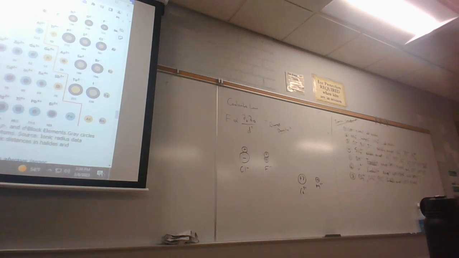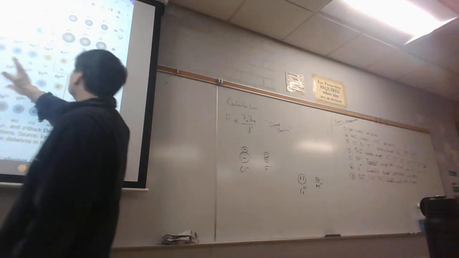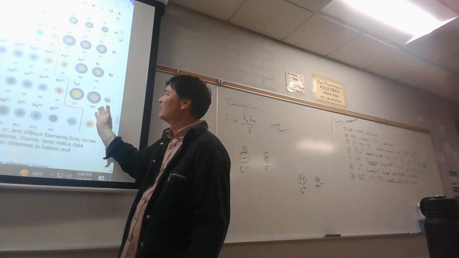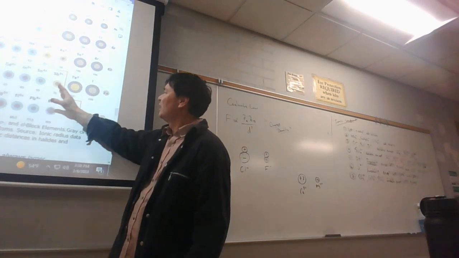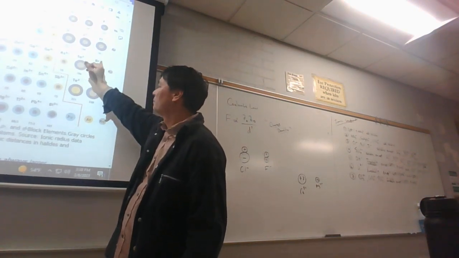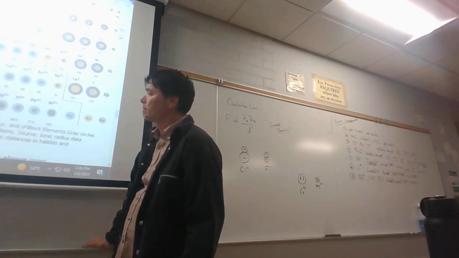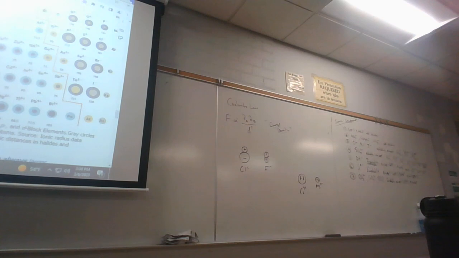Down here. And the cations get smaller as you go across, and then we hit the anions. Actually, the anions are quite big. This is confusing because we're looking at both the cations in neutral and the anions in neutral.